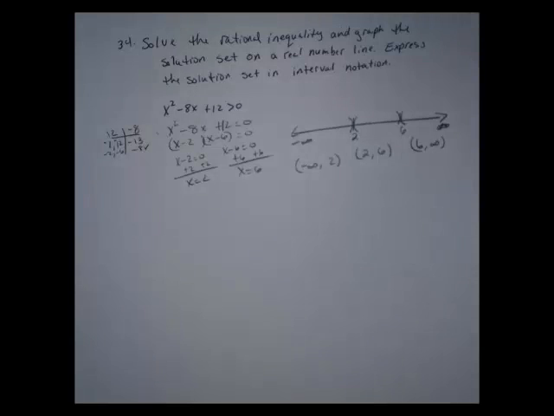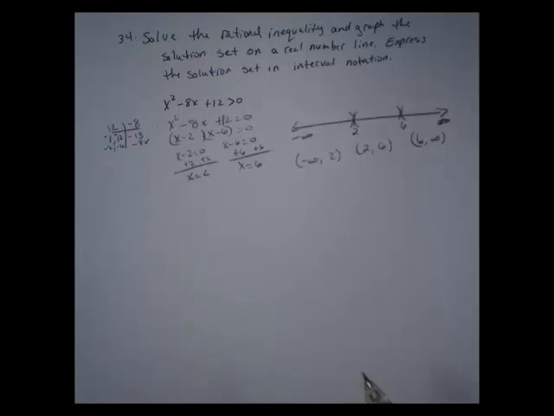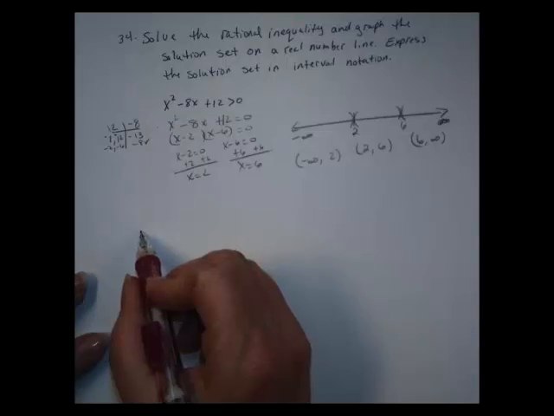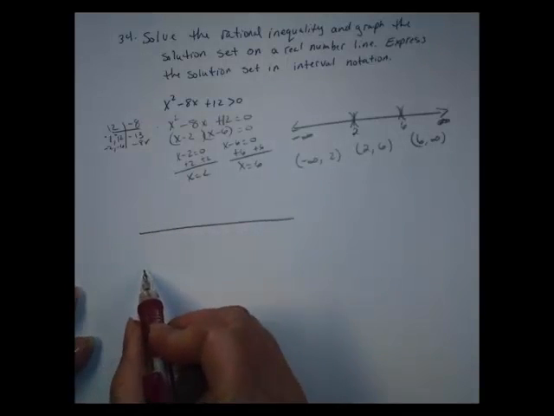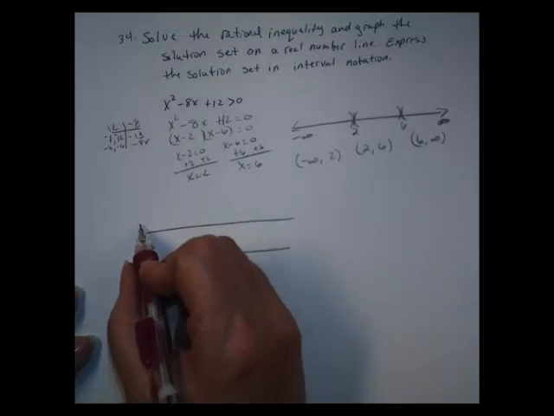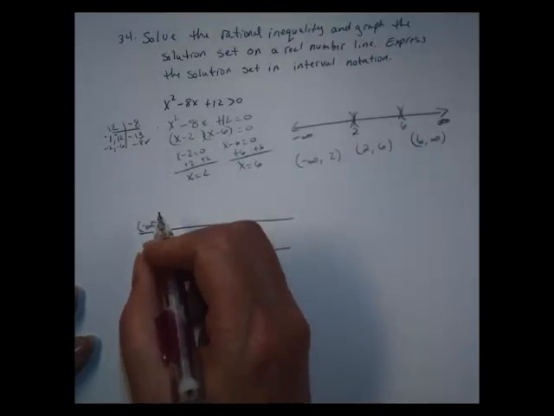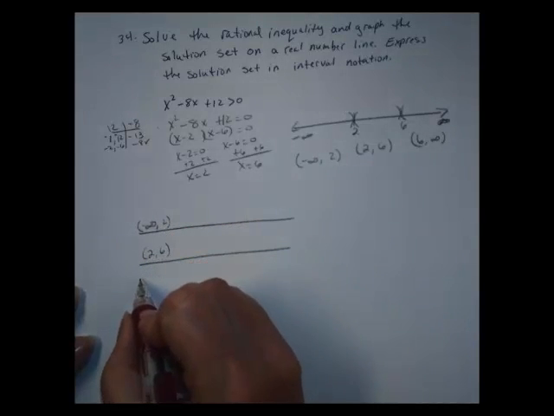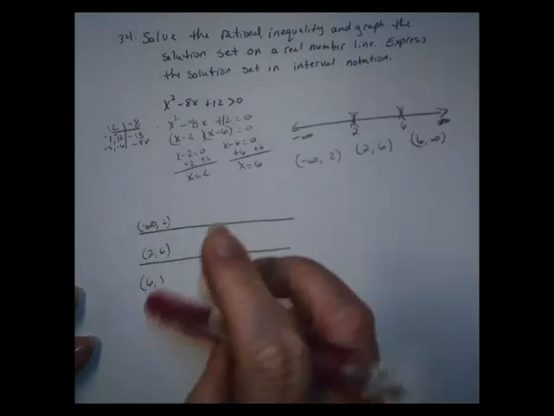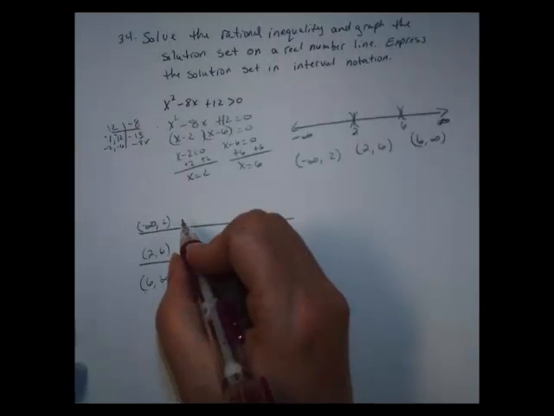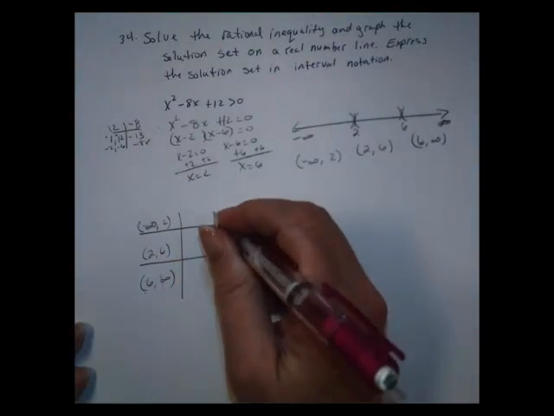And now we've got to figure out which group of points will actually work for our problem. So we have to do test points. This is similar to what we do on our asymptotes when we're trying to graph asymptotes. So we are looking at our range from negative infinity to 2, our range from 2 to 6, and our range from 6 to infinity. Those are the ranges we're looking at, and then we're going to pick some points in there.